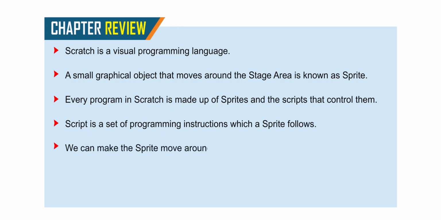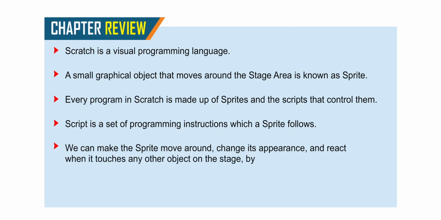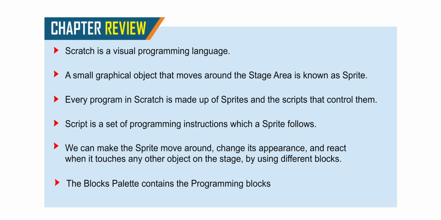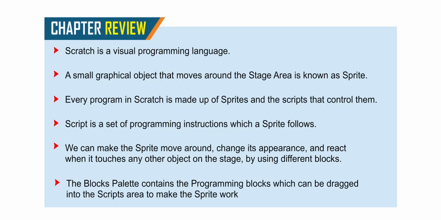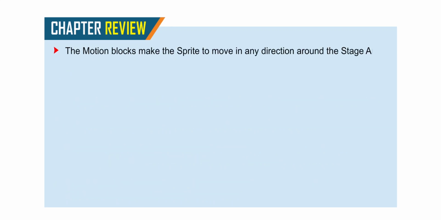We can make the sprite move around, change its appearance, and react when it touches any other object on the stage by using different blocks. The blocks palette contains the programming blocks, which can be dragged into the scripts area to make the sprite work. The motion blocks make the sprite move in any direction around the stage area. Pen blocks help the sprite create a trail of lines.